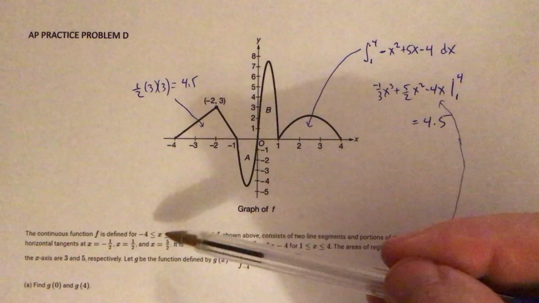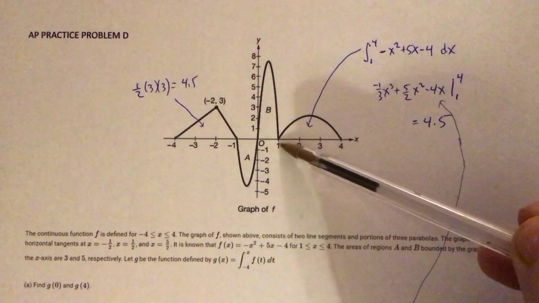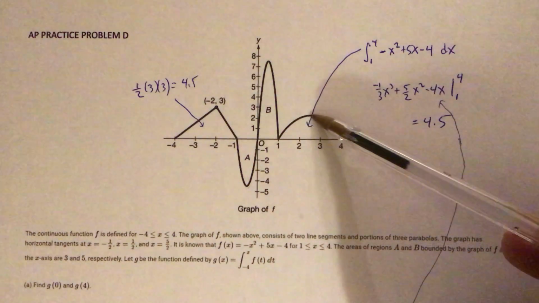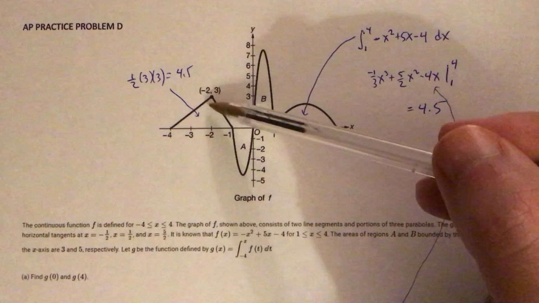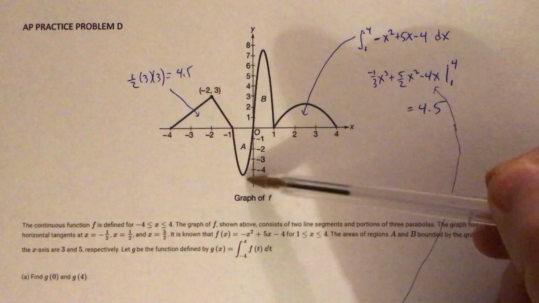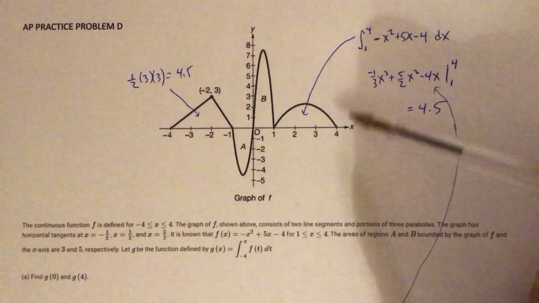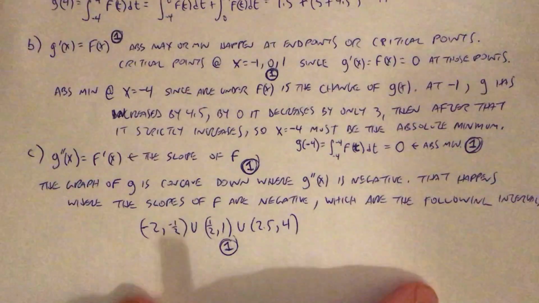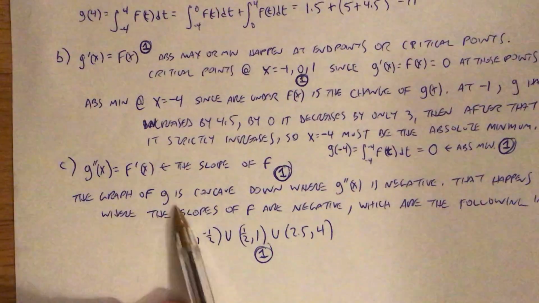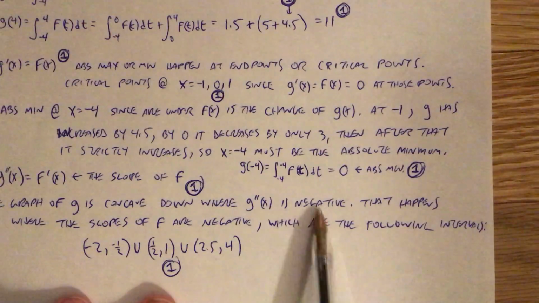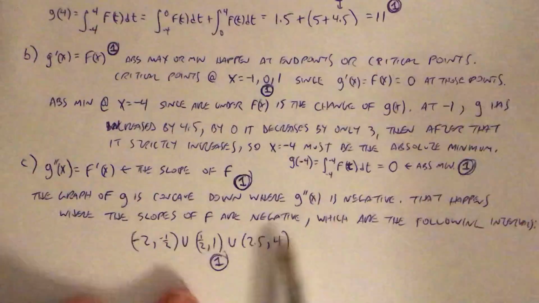And then from here, once again, this other spot that they told you, from here, it decreases to 1. Now it's increasing again, so we don't want here, but we need this spot, 2.5. So where are all the spots where the slopes are negative? Well, from -2 to -1/2, from +1/2 to 1, and then from +2.5 to 4. So basically, that's how I came up with these intervals. So I had just said the graph of g is concave down where g double prime is negative. That happens where the slopes of f are negative, which are on the following intervals based on the picture.